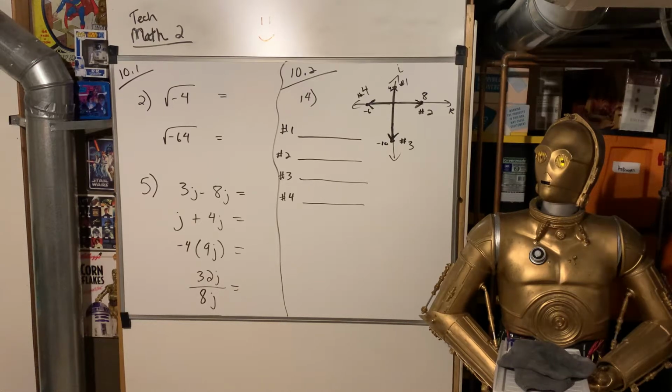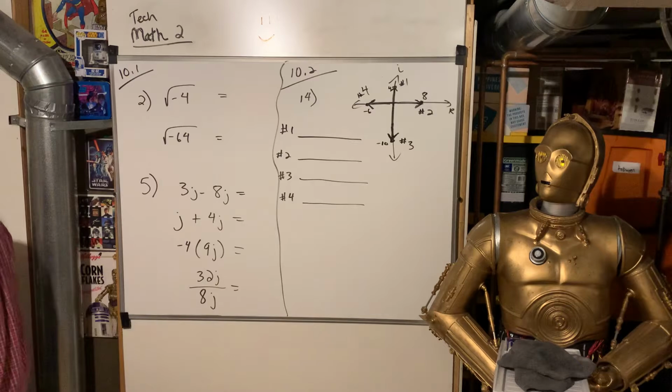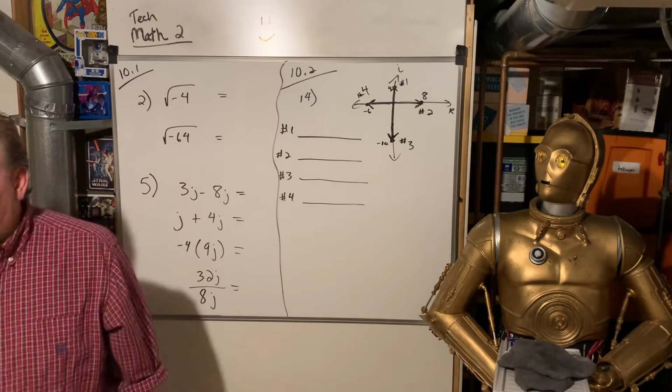Right, we are back. This is Techmath2. We're looking at chapter 10, 10.1. So that is on page 433. We're working with imaginary numbers.